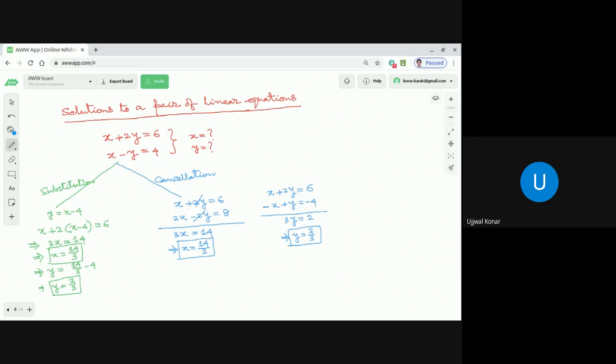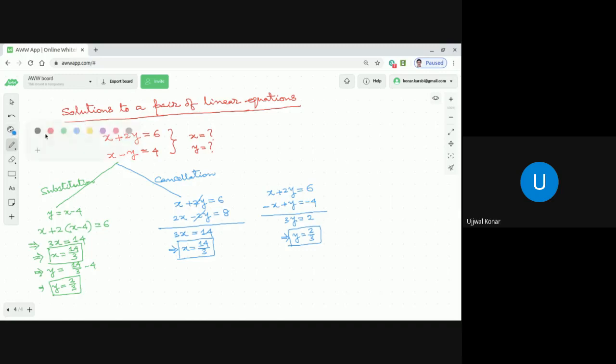Now the next part that is coming is what we call the graphical method. Graphical method means that you represent both the straight lines in geometrical form and find their point of intersection. As we just learned a few minutes back, a linear equation is nothing but the representation of a straight line. That x plus 2y is equal to 6 is nothing but a straight line. How? So we can draw this one.